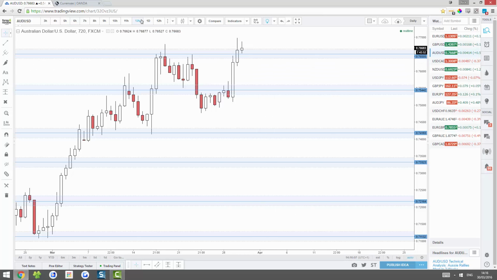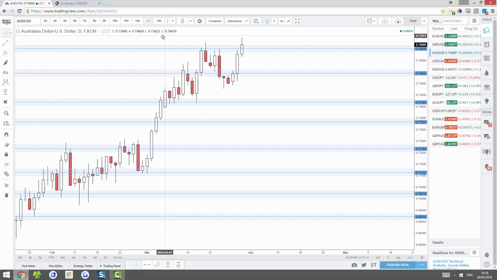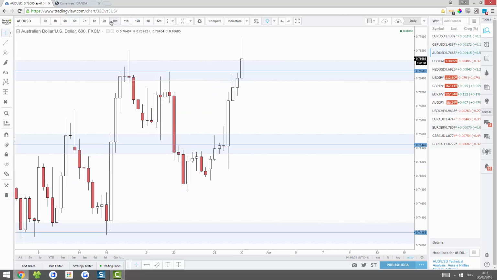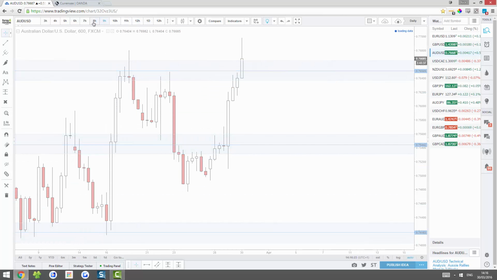AUD USD looks like it has a potential reversal too. I told you that the Forex market has delivered. The trading gods have delivered. They've given us a lot of setups. AUD USD does not look as good though. I'll tell you why in a second. Let's just go through.